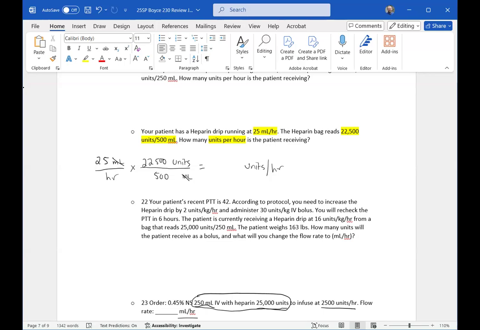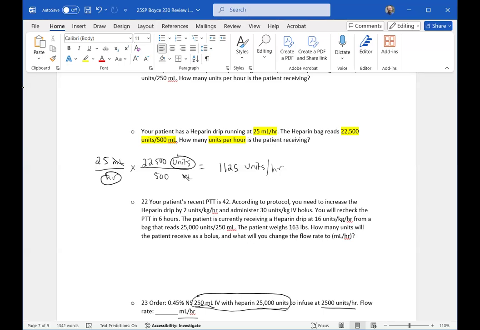So before I do any math, before I plug anything into my calculator, I can see that I'm in units per hour. So I'm going to take 25 times 22,500, and that gives me 562,500. And I'm going to divide by 500. And I'm going to get some crazy number. Seems crazy. And it's going to be 1,125 units per hour.